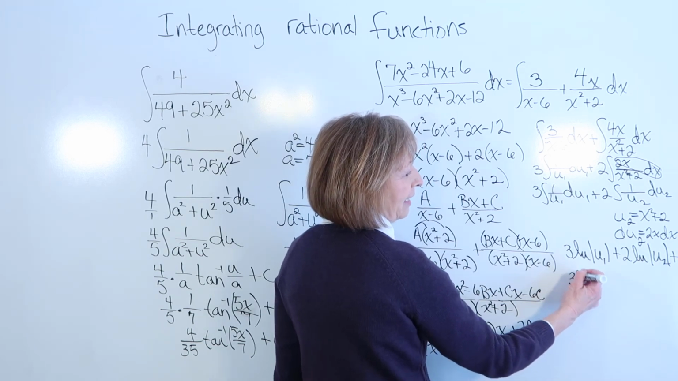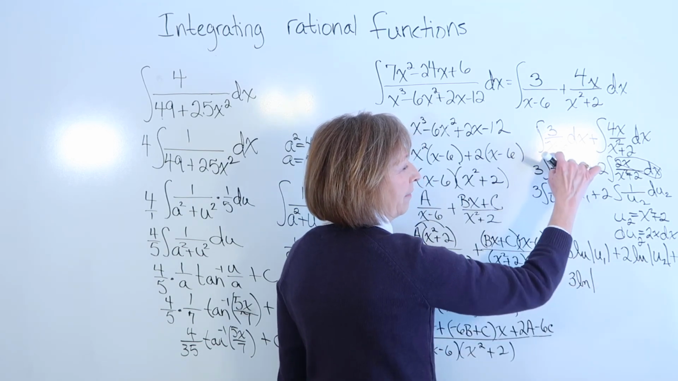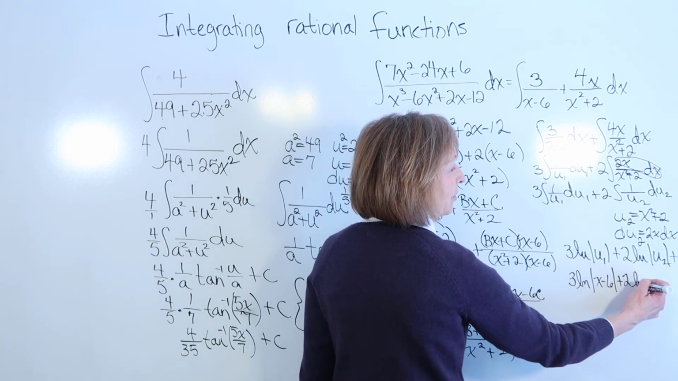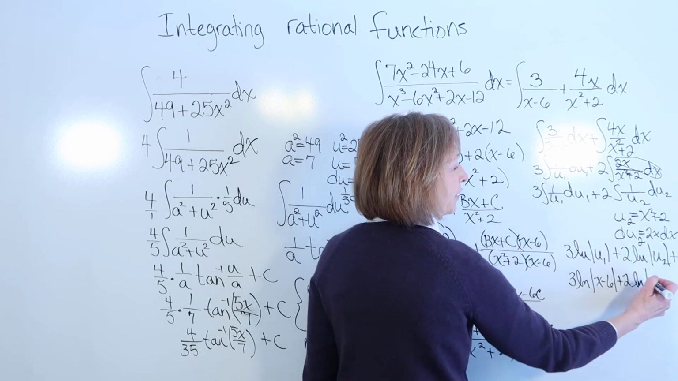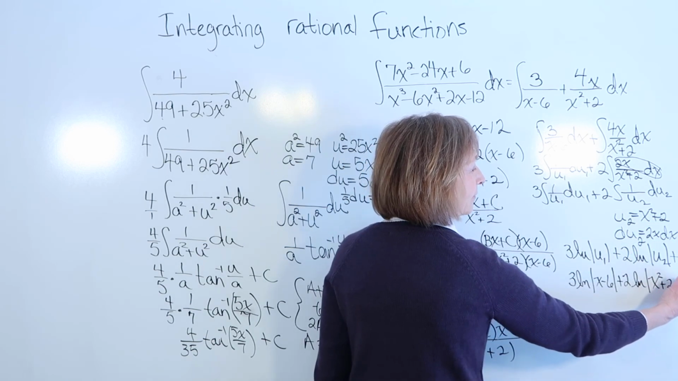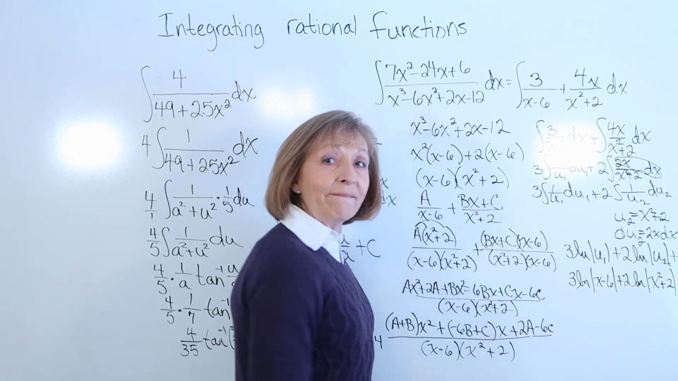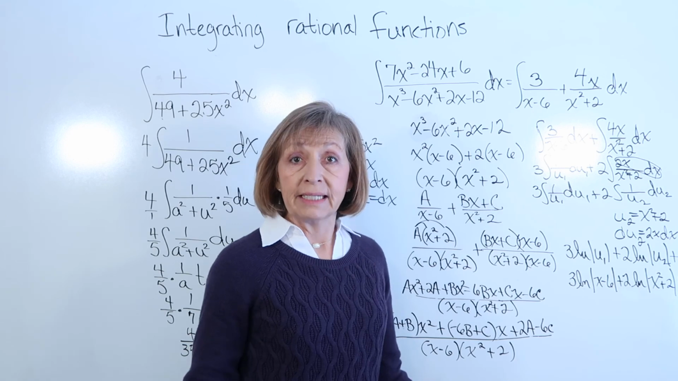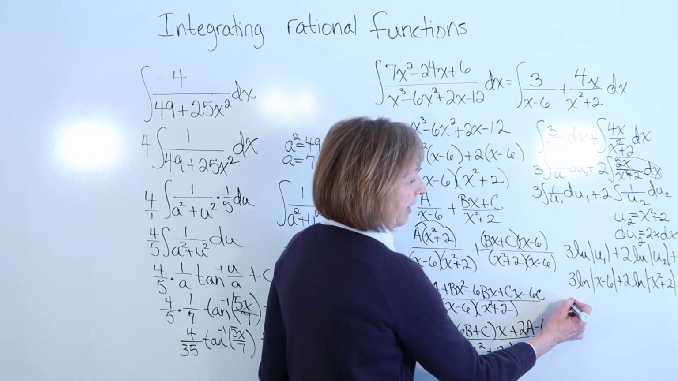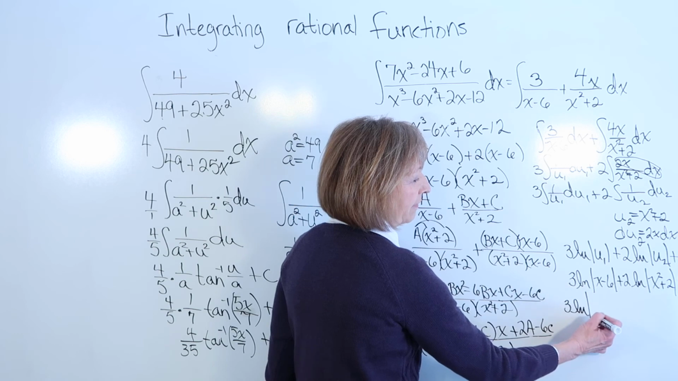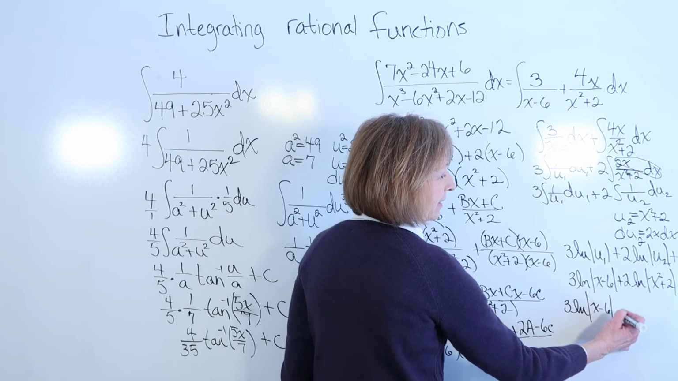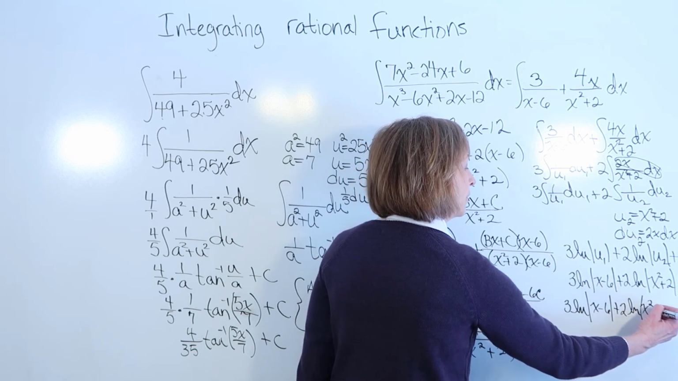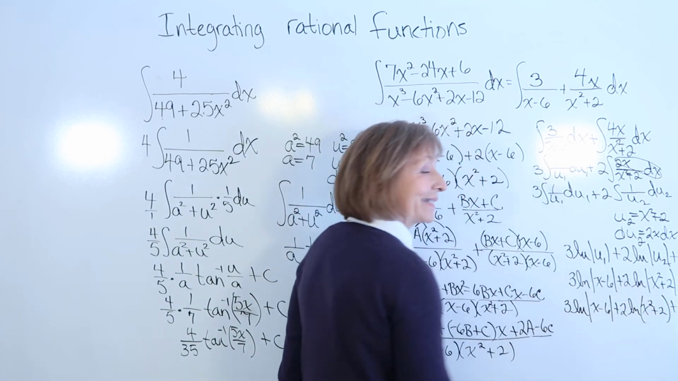So that's 3 times the natural log of the absolute value of the x minus 6 plus 2 times the natural log of the absolute value of x squared plus 2, and then plus c. And then finally, this last x squared plus 2 is always positive, so I don't need to have absolute values around that one. My final result is 3 times the natural log of the absolute value of x minus 6 plus 2 times the natural log of the quantity x squared plus 2, and then plus c.